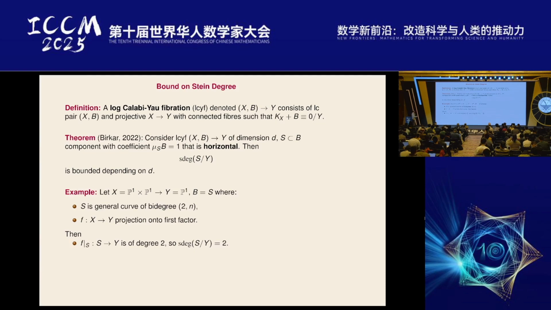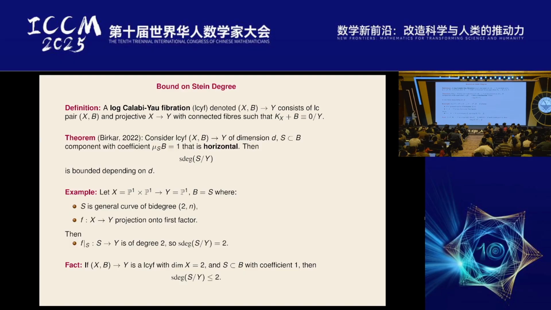Okay, so let's just look at a very basic example where I take X to be P1 cross P1 and the base to be P1, and B just one component, let's say S, where this S is a general curve of degree 2n. Then you can check that, in fact, you get an LCY fibration, a local log Calabi-Yau fibration, and then you can calculate the degree of this S over the base, and you can see that that's precisely 2. And in fact, this is something that has to do with the fact that we are working in dimension 2.